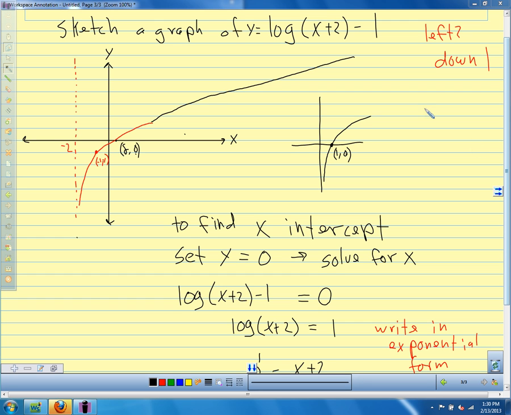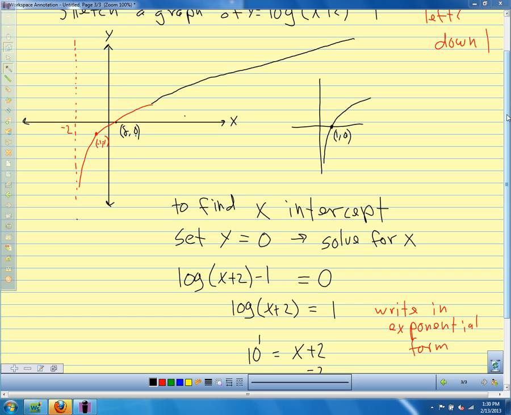So these are the kinds of questions that the homework will ask you about graphing logarithmic functions. Shift the asymptote, shift the intercept. If it asks you to find the x-intercept, set the function equal to 0, rewrite it in exponential form, and solve for x.